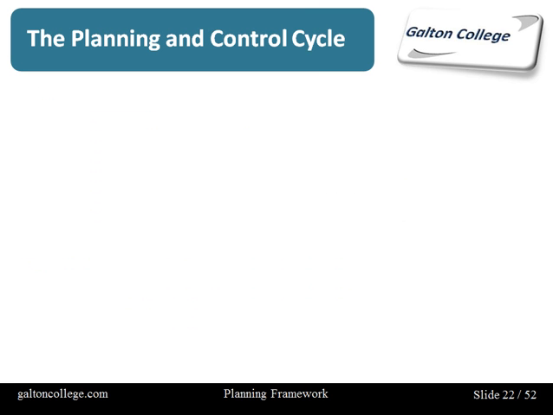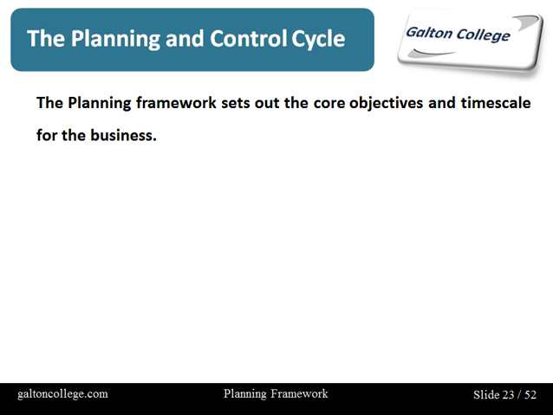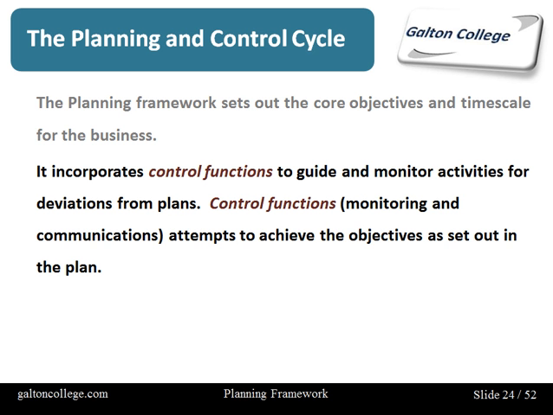The planning and control cycle. Well, this framework sets out the core objectives and a timescale for the business. It incorporates control functions to guide and monitor activities for deviations from plans. So once the plan is in position, any deviation should be flagged up through control functions. In other words, management should spot that the plan is going off the rails and corrective action needs to be taken. Control functions, which is monitoring and communications, try to achieve the objectives as set out in the plan.